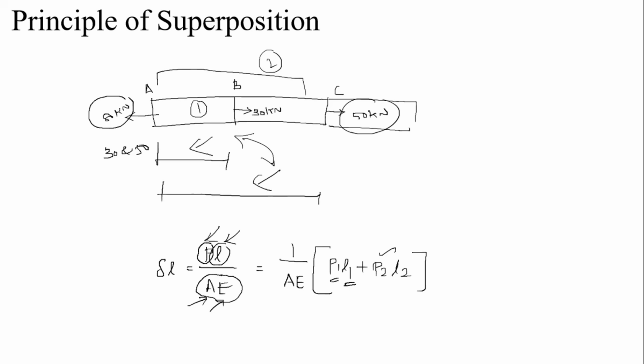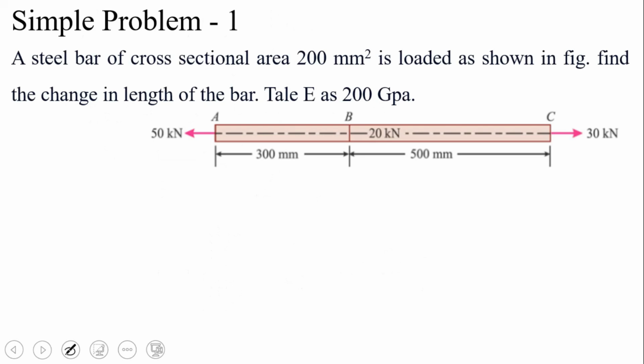Now, let us discuss a simple problem related to this. A steel bar of cross sectional area 200 mm squared is loaded as shown in the figure. Find the change in length of the bar. Take E as 200 gigapascal. The given data are: cross sectional area of the bar is 200 mm squared, and the loads are 50 kilonewton tensile force acting at A, here at B 20 kilonewton is acting outward, right. This is also a tensile force at B, and similarly at point C 30 kilonewton tensile force is acting, right.